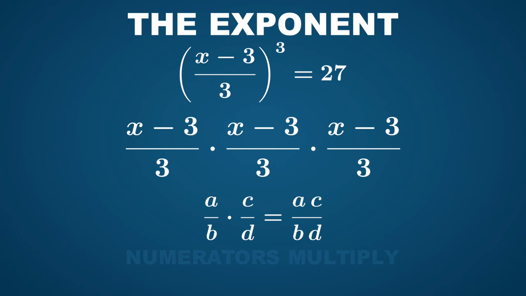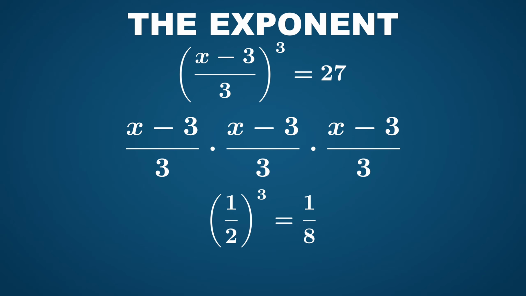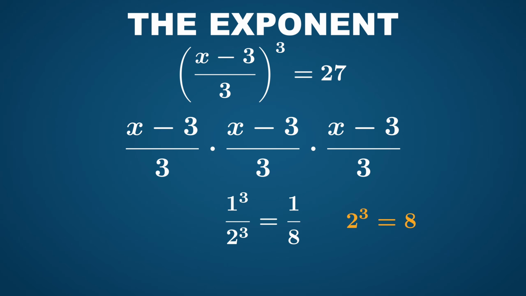When fractions are multiplied, the numerators all multiply together. The denominators multiply together in exactly the same way. As a small example, 1/2 cubed works out to 1/8. The top stays 1, while the bottom becomes 2 cubed, which is 8.